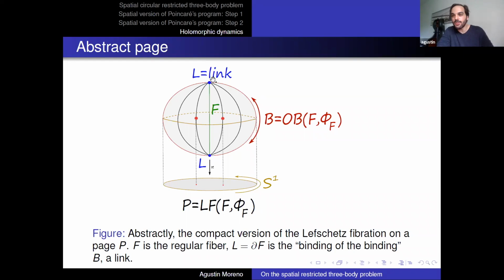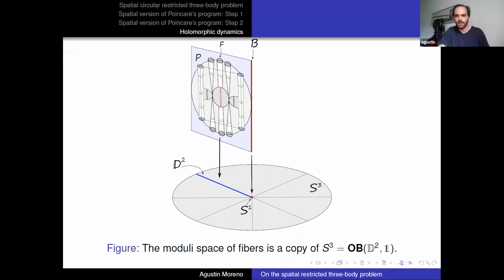This link L, what you should really think of is as the binding of the binding. That's the iterated picture. So this is the abstraction of the situation. So in this setup, I will prove the following theorem. Oh, sorry, before I do that, here's another picture to understand what's going on.